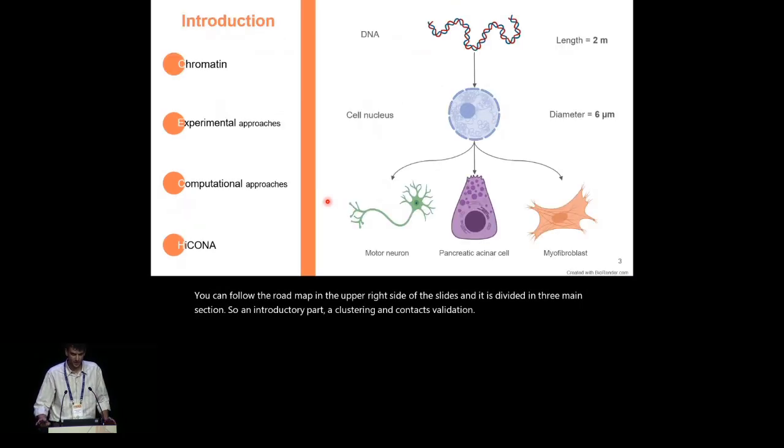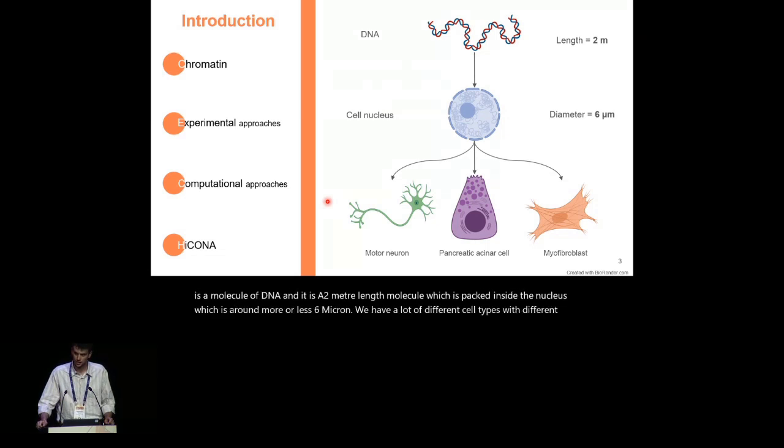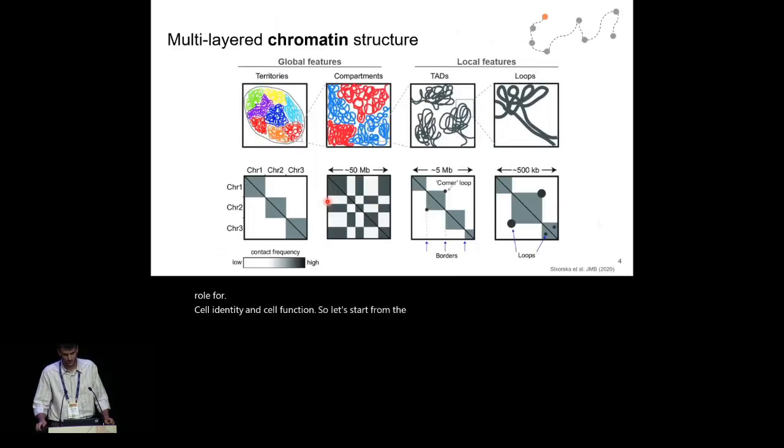So starting from the introduction, many of you may already know it, but inside our nuclei there is a molecule of DNA, and it is a 2-meter length molecule, which is packed inside the nucleus, which is around more or less 6 micron. We have a lot of different cell types with different cell function in our body, so the way in which the DNA is wrapped inside the nucleus may play an important and crucial role for cell identity and cell function. So let's start from the rules that generate the 3D chromatin organization.